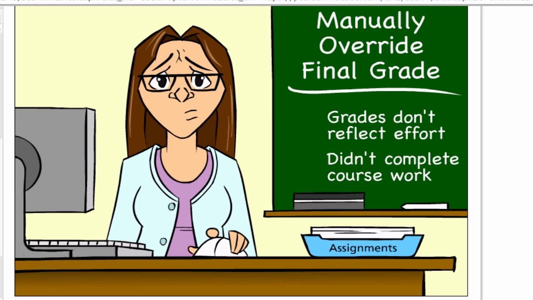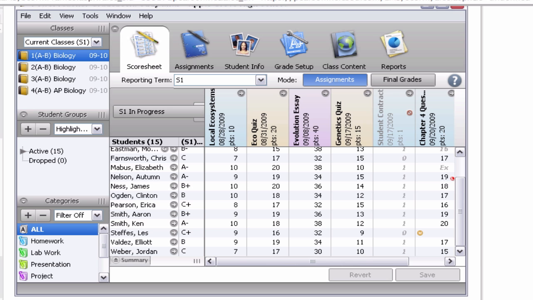Making a change like this to a final grade is not something you would do lightly. However, it may be appropriate for students who tried their hardest but earned grades that did not reflect their effort. Or, as in this example, sometimes it's appropriate to manually override a final grade for a student who did not complete the required coursework. To manually assign a final grade, either double-click the student's final grade on the score sheet, or right-click on the final grade and select Score Inspector.